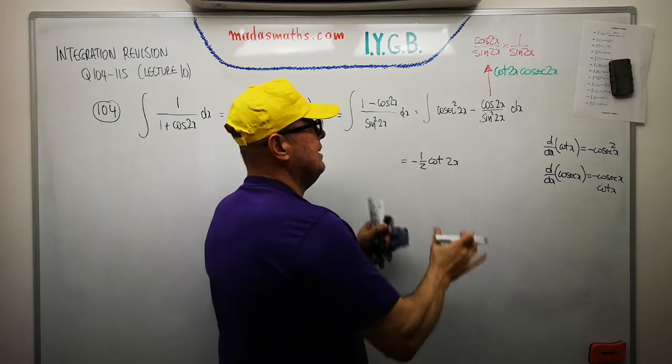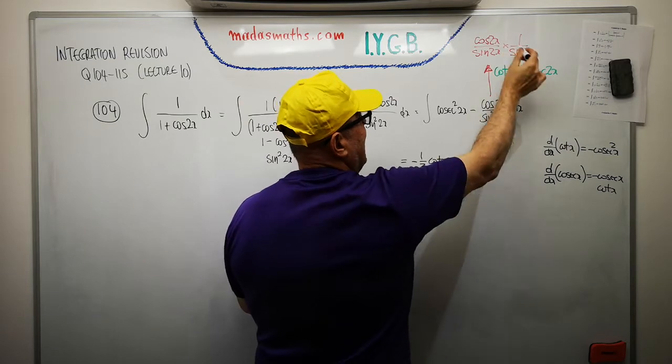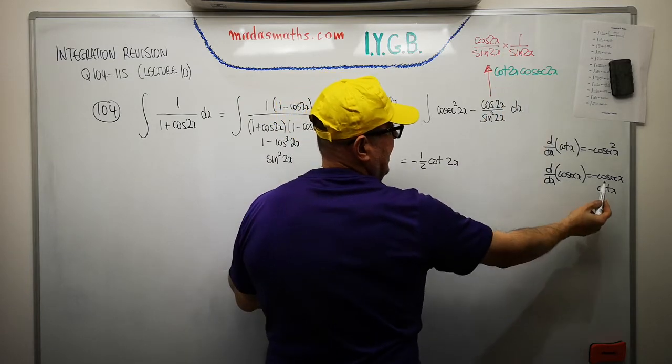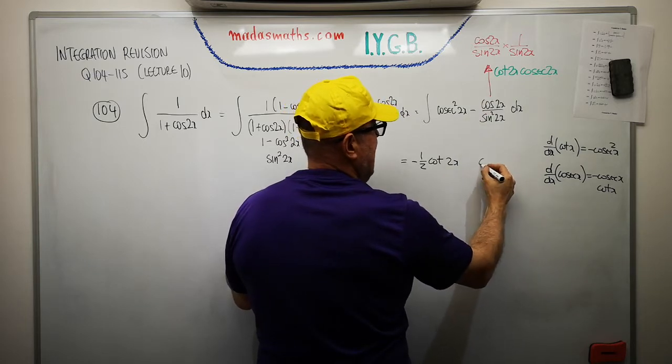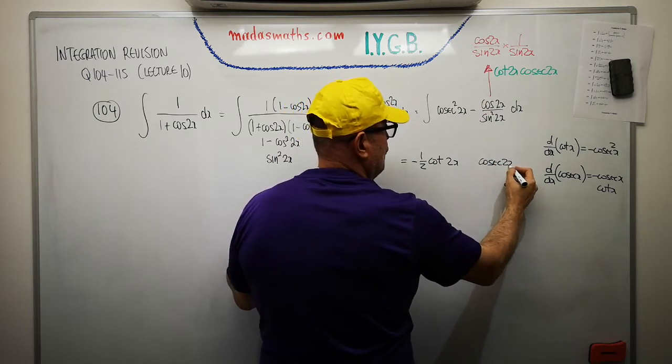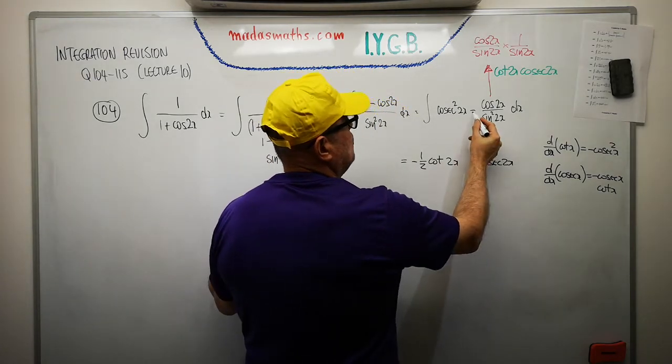I'm trying to economize on board space and rubbing out afterwards. So I'm now looking at this line here and I'm integrating. And of course, that's an exact differential. So that comes from differentiating cosec of 2x. Cosec produces a minus, and I do have a minus.